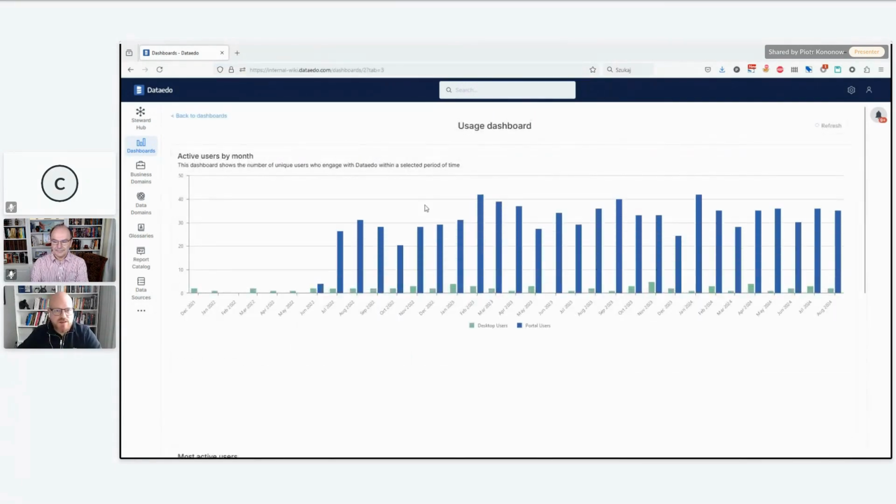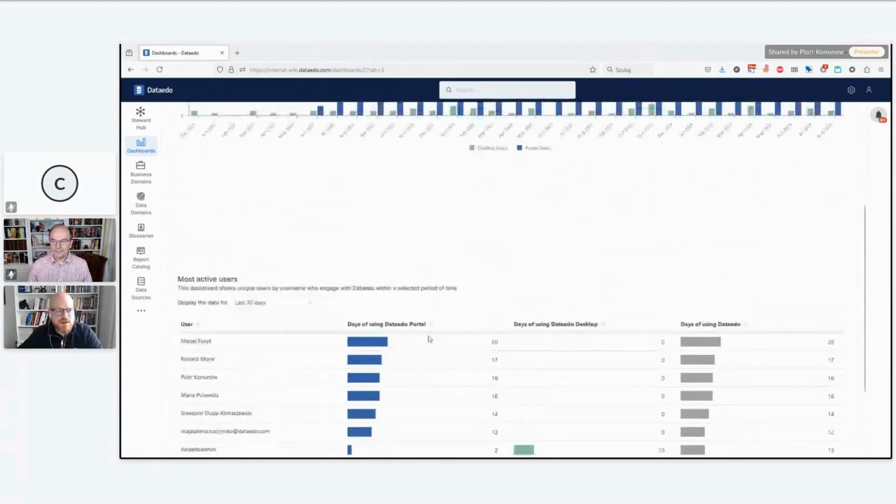So you might have seen this dashboard previously. This is the usage dashboard, where you can see how many people were active every month in your organization, broken down by portal and desktop. Over here, we have top users.